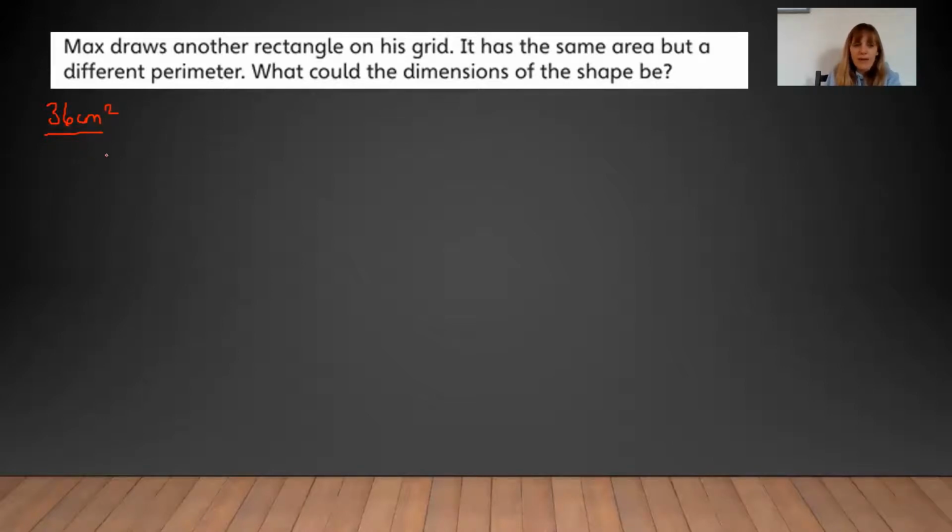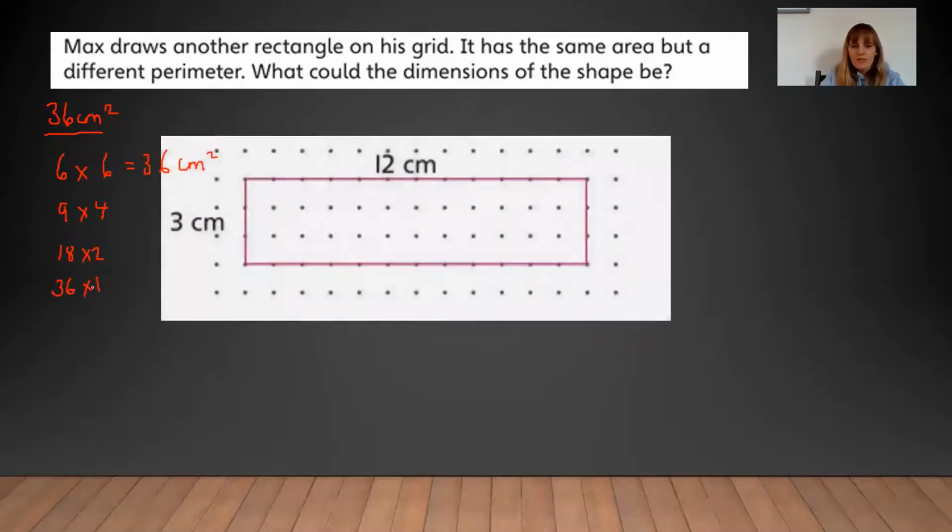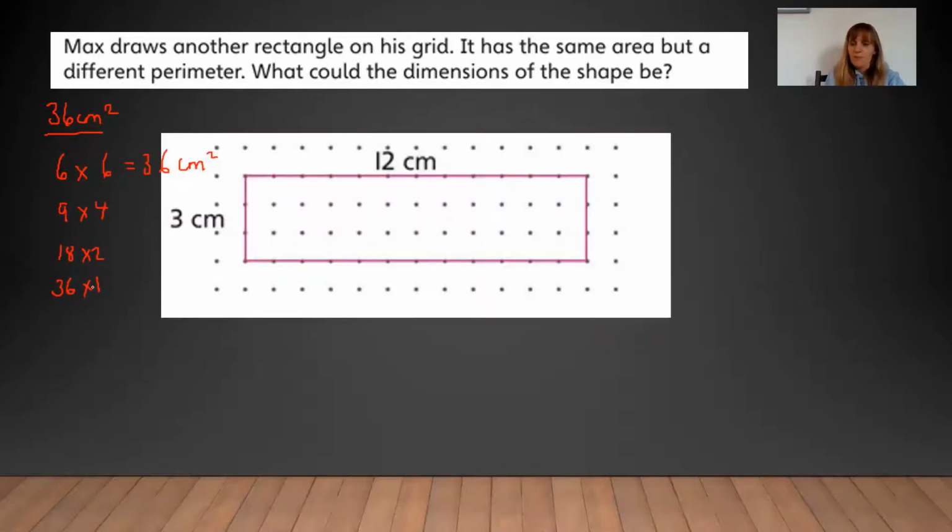Now, in order to find other formations of a shape to make that area, you can think about factor pairs, because if you think about it, on the other page we looked at, we had one that was 6 times 6, because that gave 36 centimetres squared. We had another one that was 9 times 4, because it gave 36 centimetres squared. What are the factors of 36? Do we know? How else can we calculate 36 centimetres squared? Well, we could do 18 times 2. We could do 36 times 1. And that will give us another formation of the shape.